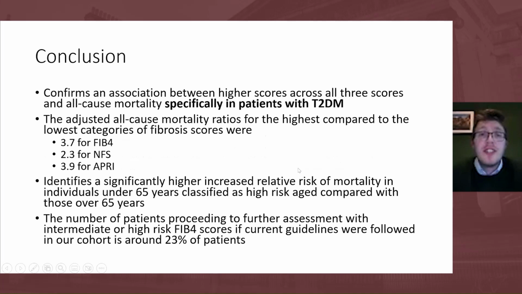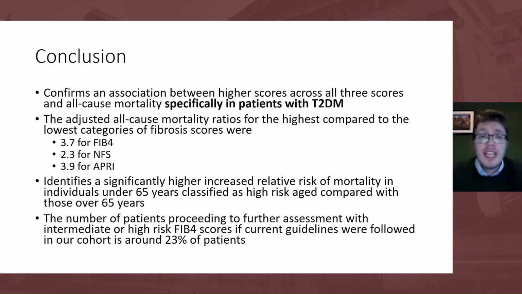So in conclusion, we confirmed an association seen in previous studies that being classed as a higher risk group is associated with a higher chance of mortality, and we confirmed this specifically in patients with type 2 diabetes. We also identified a significantly higher increased relative risk of mortality in individuals under 65 years, classified as high risk, compared with those over 65 years.